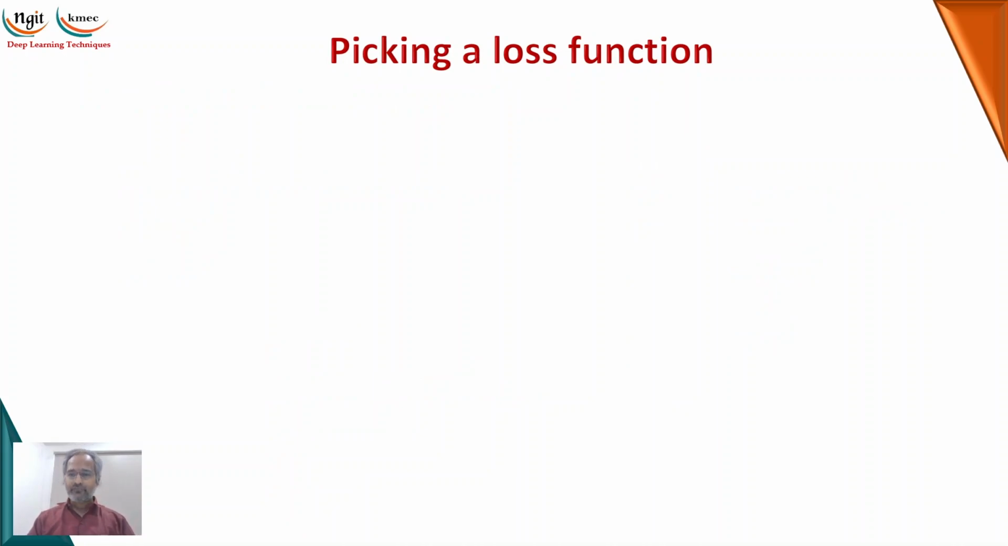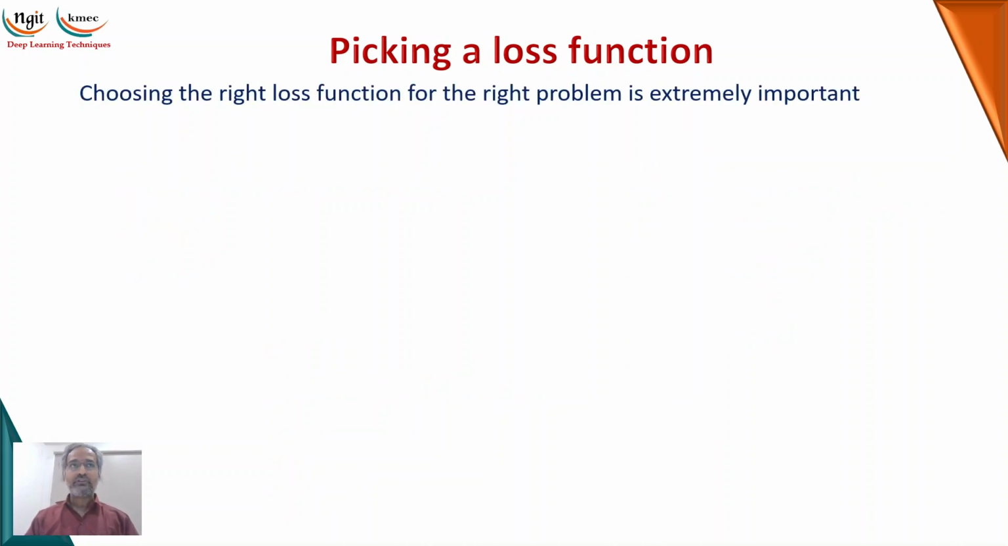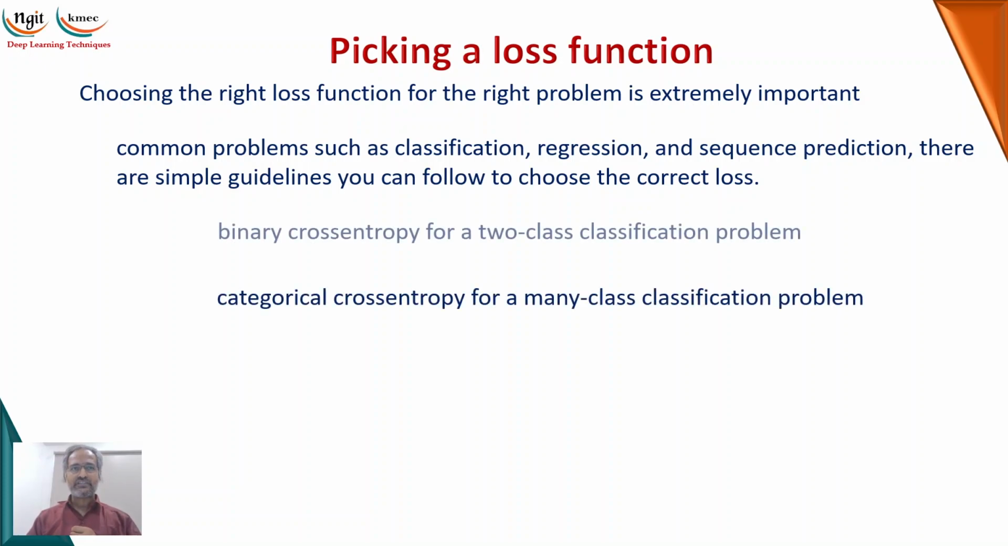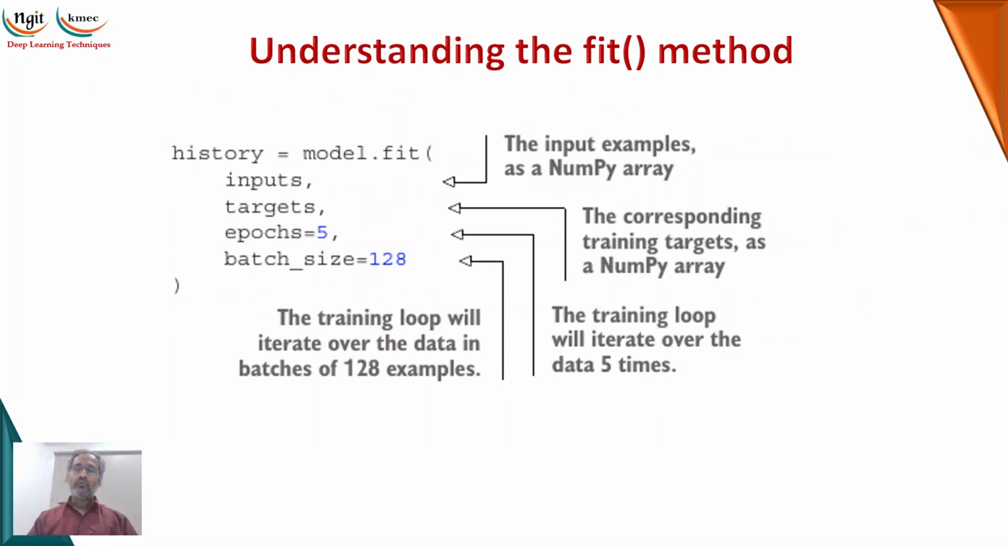Now, picking up the loss function. What loss function do we have to use? We have to choose the right loss function to get a good result. For common problems such as classification, regression, and sequence prediction, there are several loss functions available. Binary cross entropy and categorical cross entropy we can go for. As I already mentioned, sparse categorical cross entropy is for multi-class classification for label encoded data.